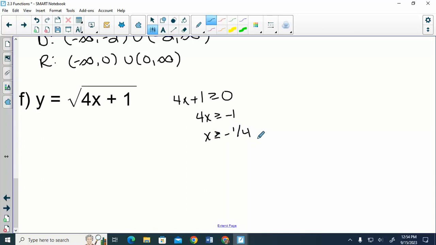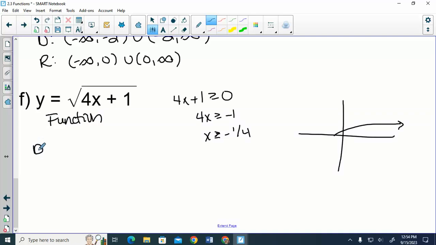Look at the graph of this one so we can figure out the range. You get something like this, don't you? So it's a function. Domain, we can see it starts over here, but we already know that's negative 1/4. And it goes on forever. The range is your y, so our lowest value is 0, and it goes up forever. So 0 to infinity.